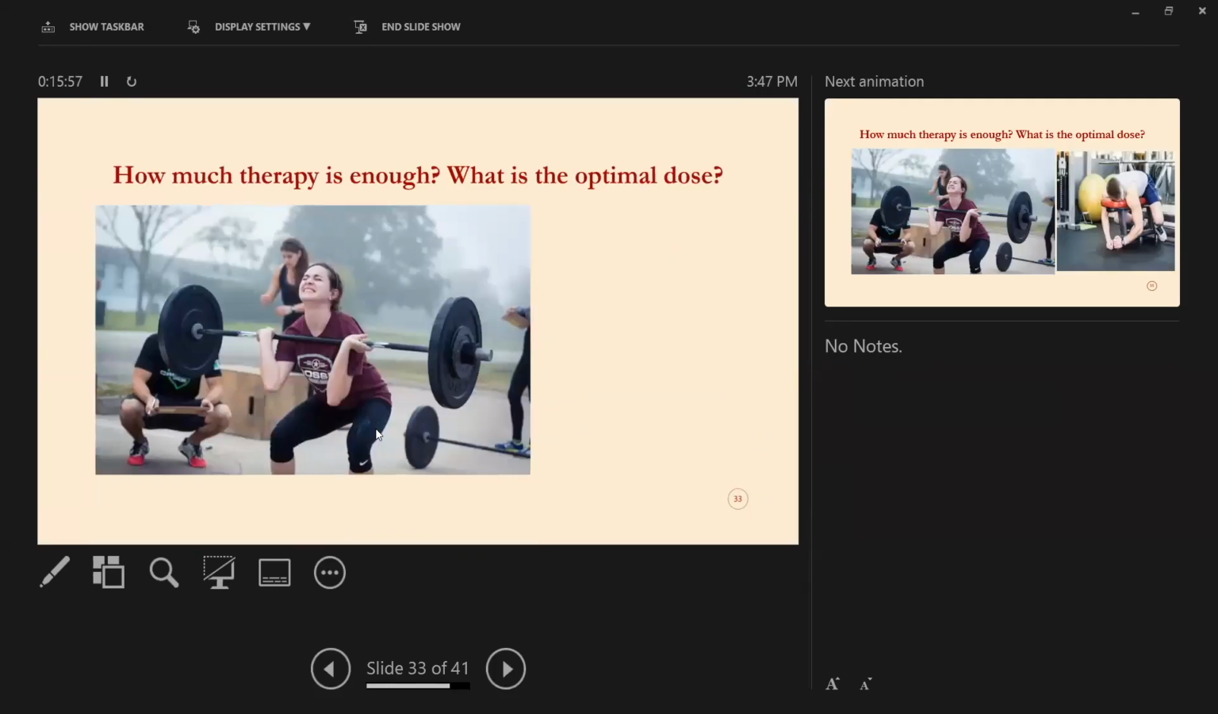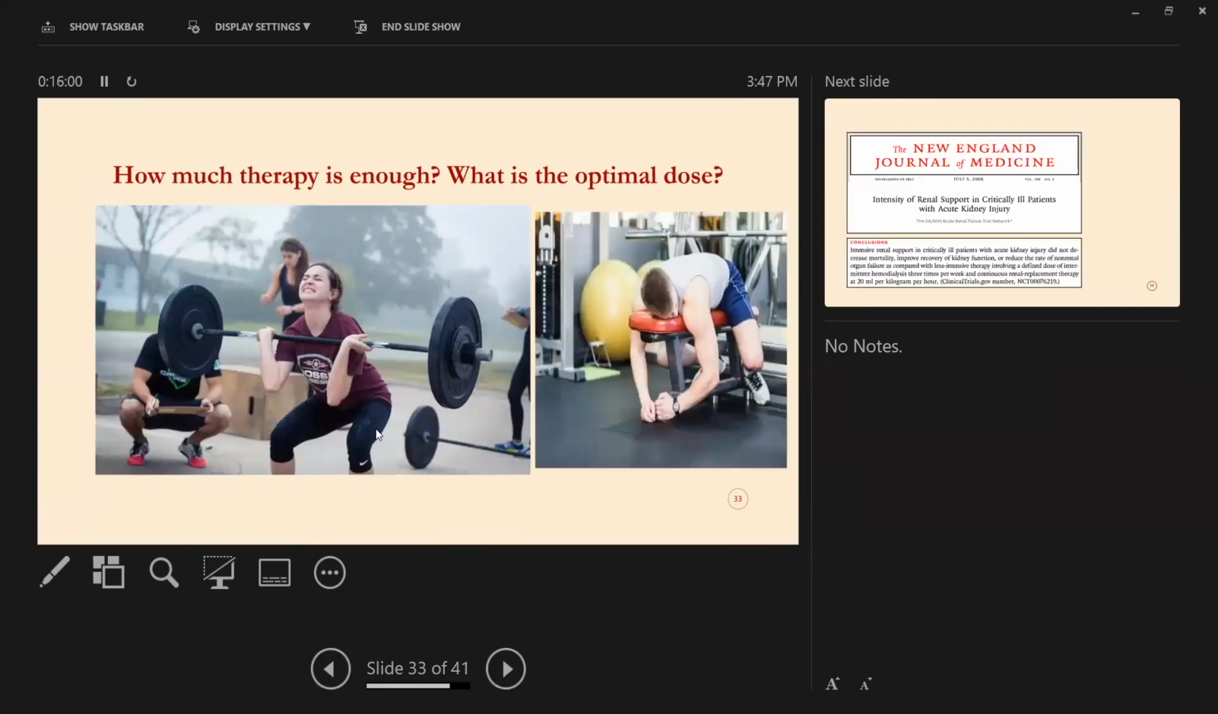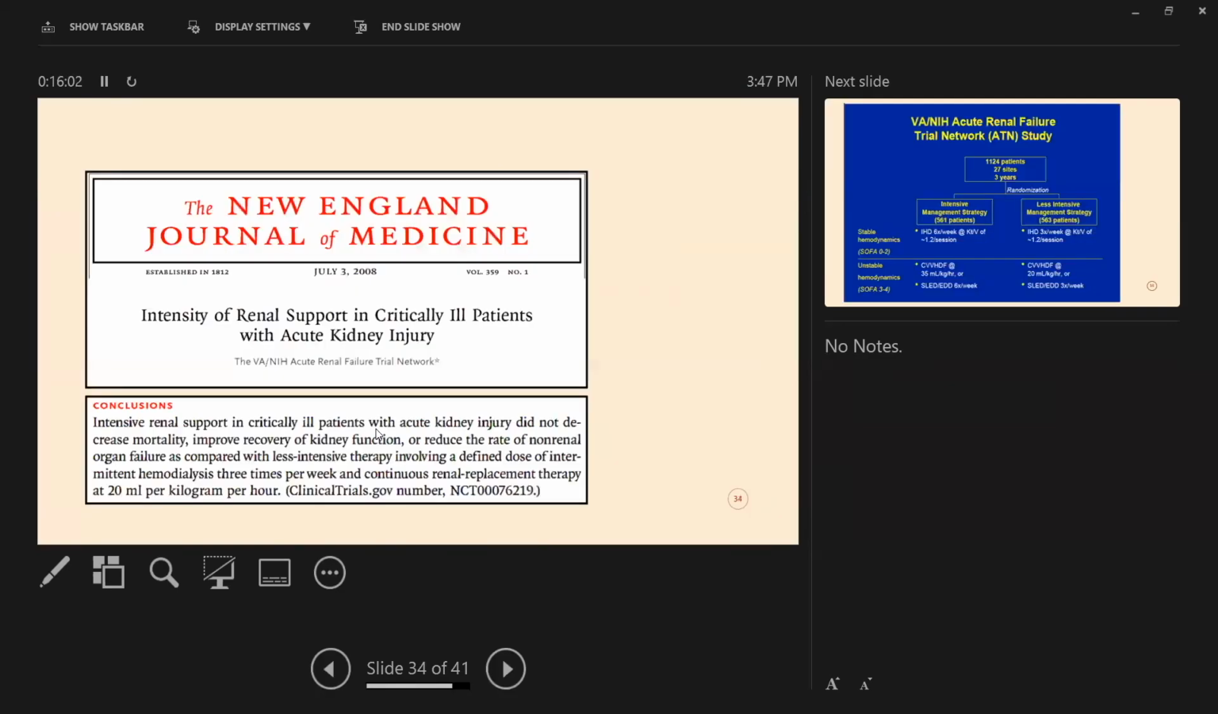So how much therapy is enough? What is the optimal therapy? According to the New England Journal of Medicine latest, intensity of renal support in critically ill patients with acute kidney injury. Intensive renal support in critically ill patients with AKI did not decrease mortality, did not improve recovery of kidney function, or reduce the rate of non-renal organ failure as compared with less intensive therapy involving a defined dose of intermittent hemodialysis 3 times per week and continuous RRT.